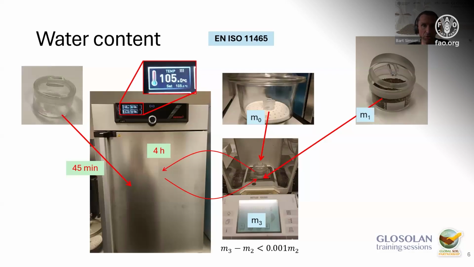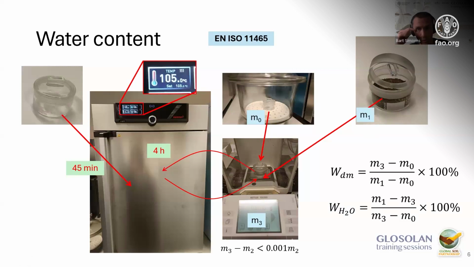And then you obtain 3 masses. You have the empty jar, M0. M1 was the moist soil in the jar, and M3 is the jar containing the dry soil. All the water is gone. And then there are some formulas in the norm that allow you to calculate the fraction of dry matter, or the mass of dry matter if you multiply by the total mass of soil, and the fraction of water in that sample. So that's the first step to take, and that's one of the values that we will take into account in the final calculation of the concentration.